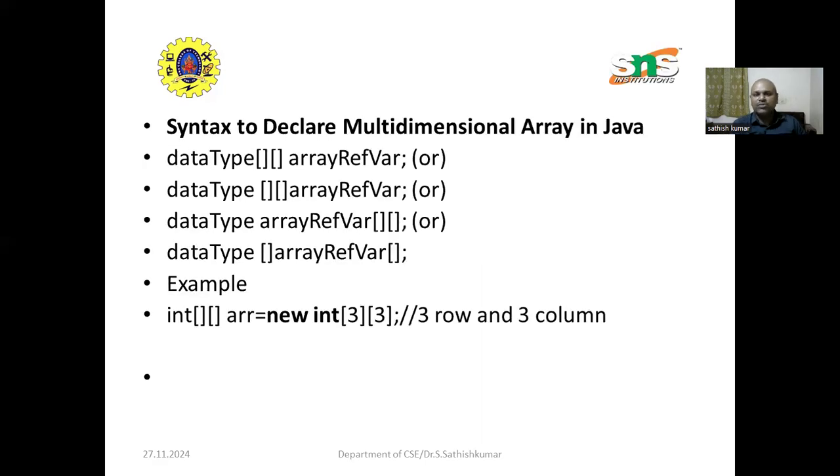The syntax to declare a multi-dimensional array in Java: data type, array reference variable with square brackets for row and column. It is also possible to write int array equals new int of 3,3, so 3 rows and 3 columns will be allocated.